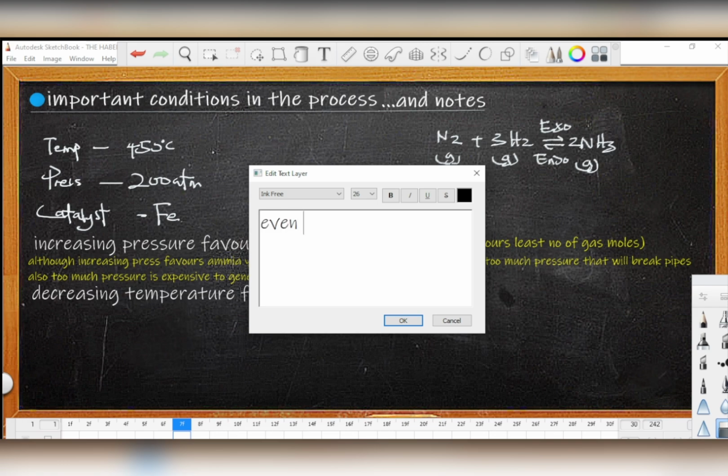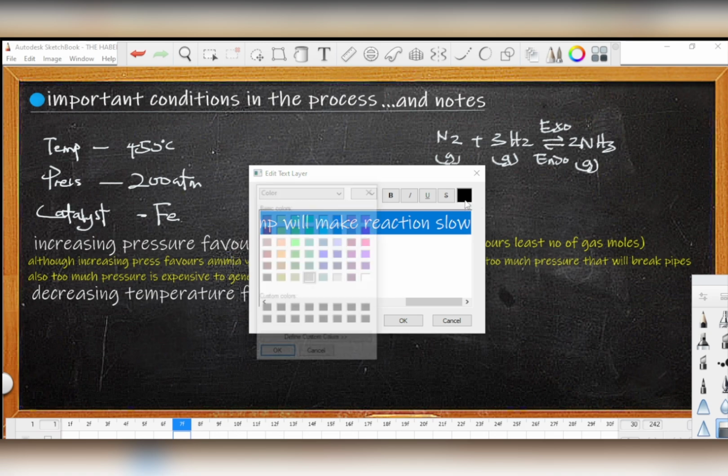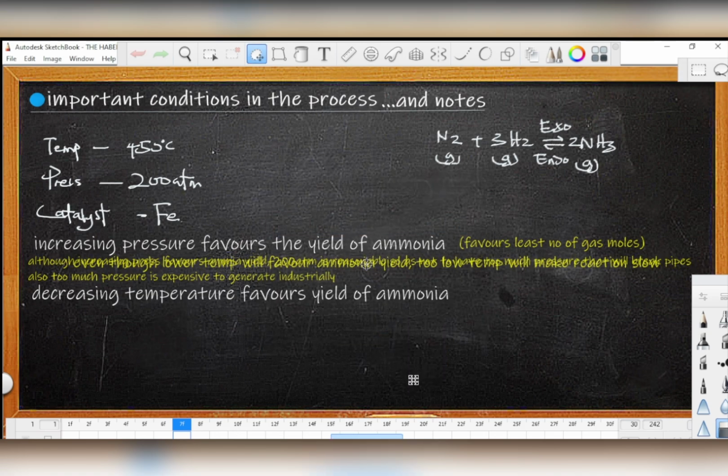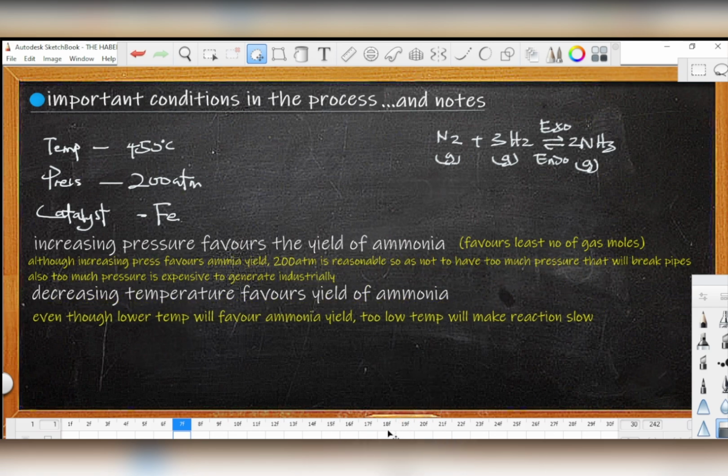So even though lower temperature will favor ammonia yield, too low temperature will make the reaction slow. And that is why 450 is reasonable in the process.